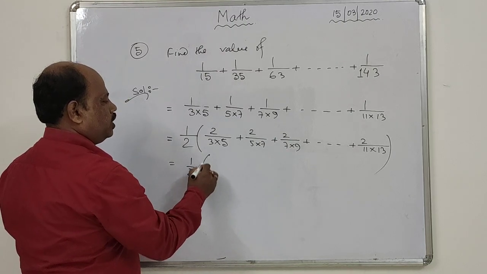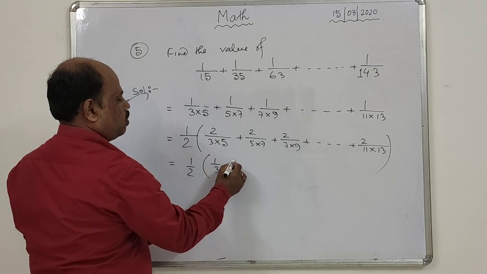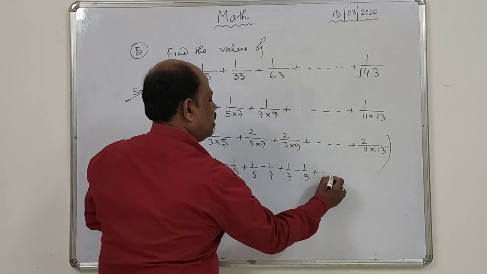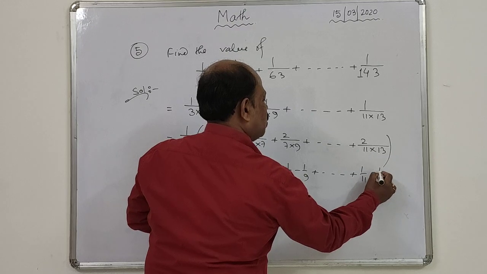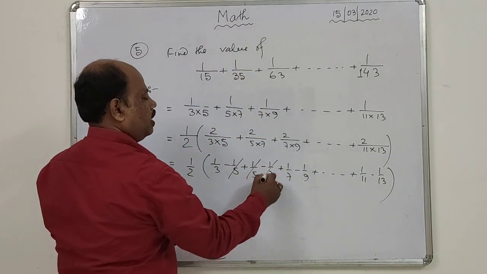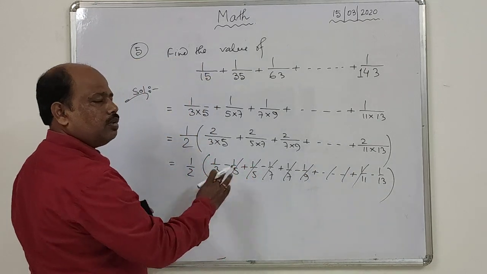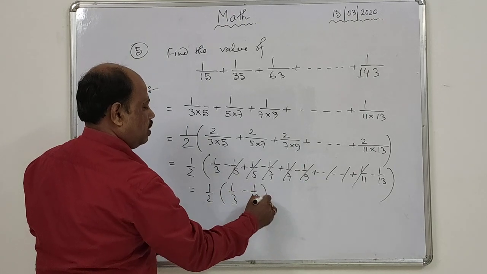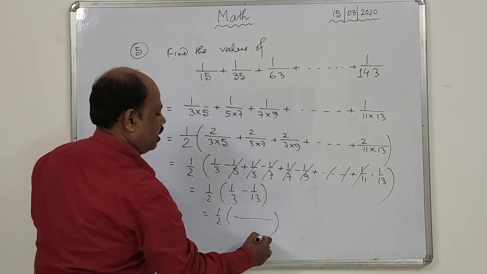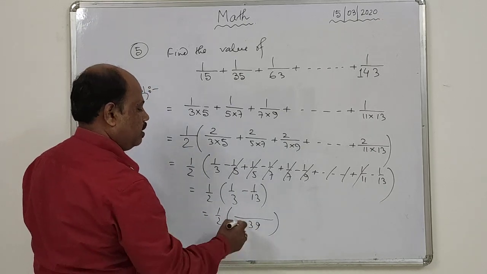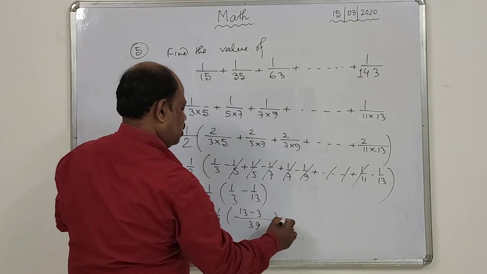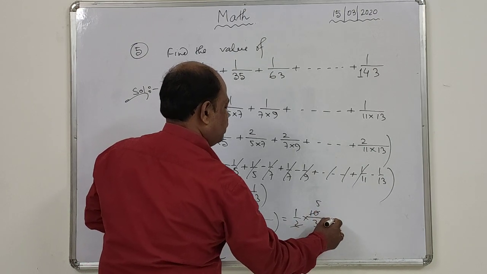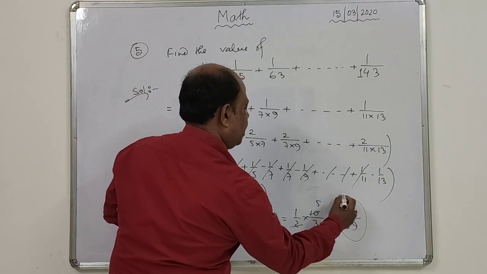Now 1 by 2 into this is written as 1 by 3 minus 1 by 5, 1 by 5 minus 1 by 7, 1 by 7 minus 1 by 9, in this way up to 1 by 11 minus 1 by 13. All terms are cancelled here except the first term and the last term. Therefore, 1 by 2 into 1 by 3 minus 1 by 13. Now LCM: 3 13s are 39, and 13 minus 3, that is equal to 1 by 2 into 10 by 39. The answer is 5 by 39.